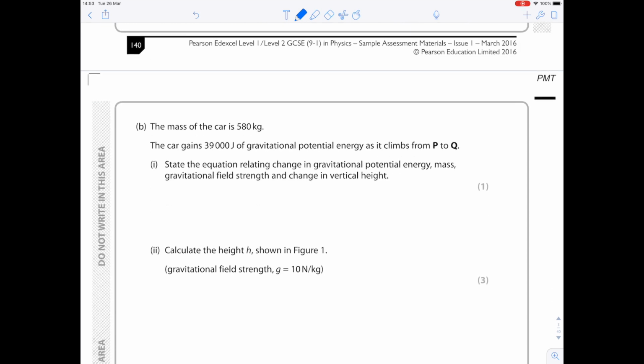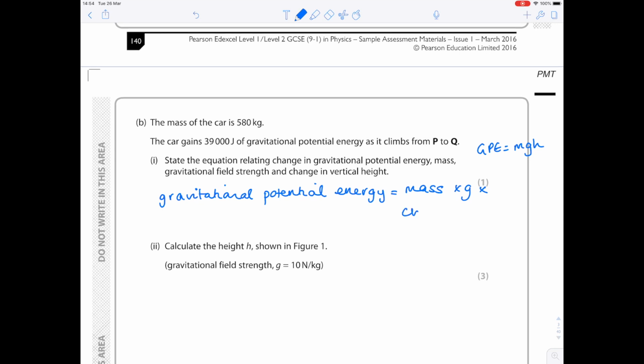The mass of the car is 580 kilograms. The car gains 39,000 joules of gravitational potential energy as it climbs from P to Q. State the equation relating change in gravitational potential energy, mass, gravitational field strength, and change in vertical height. Yet another mark for learning an equation off by heart. Here it is, GPE equals mgh. So let's write that out. Gravitational potential energy equals mass times gravitational field strength, which you can write as g, times change in vertical height.